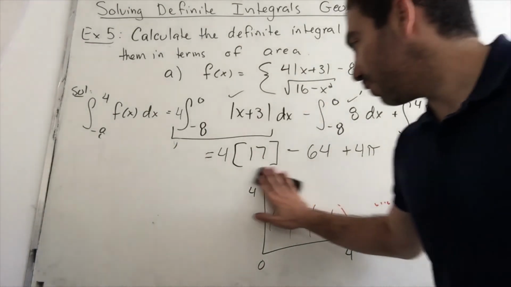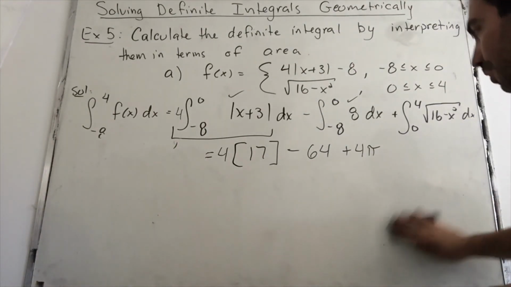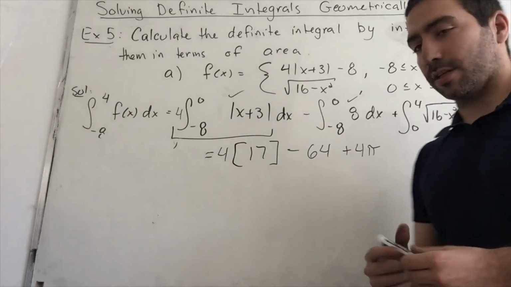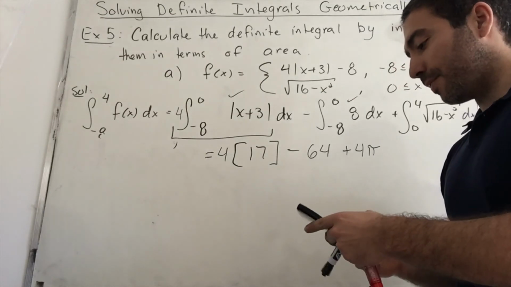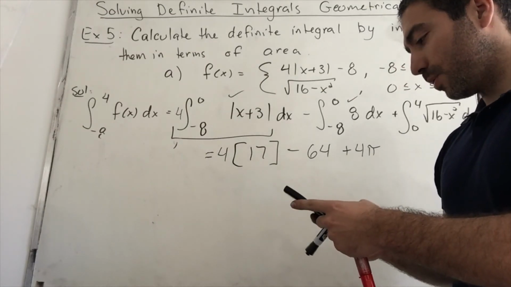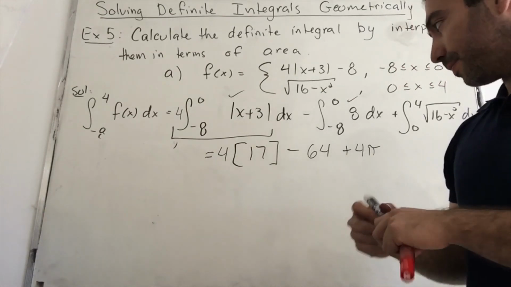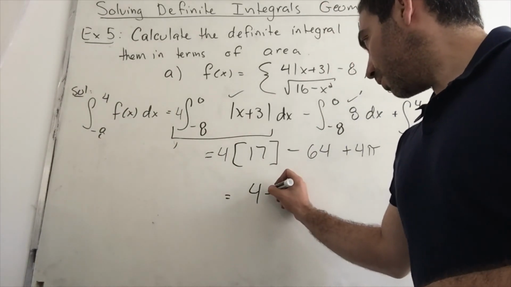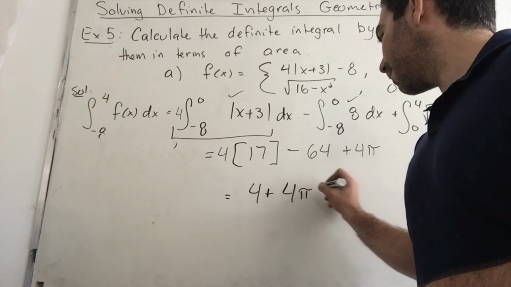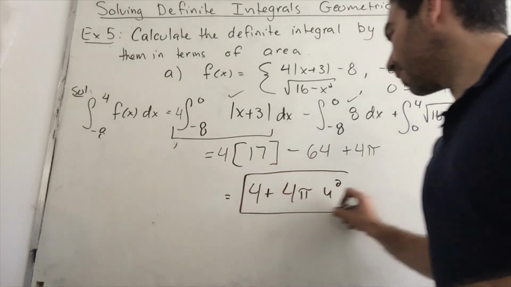So we haven't integrated, we just interpreted all in terms of area, and now we're ready to solve. So 4 times 17, let me use a calculator. 4 times 17 minus 64. This gives us 4 plus 4 pi units squared. And that's our final answer.